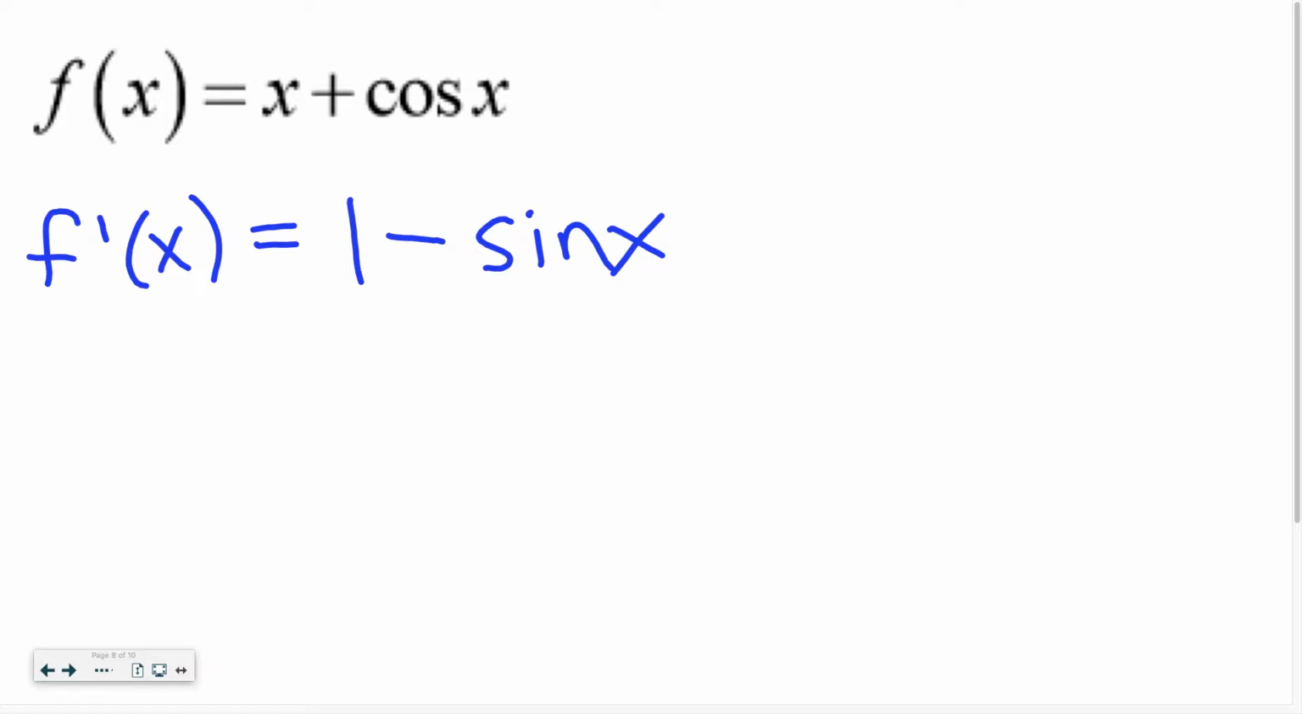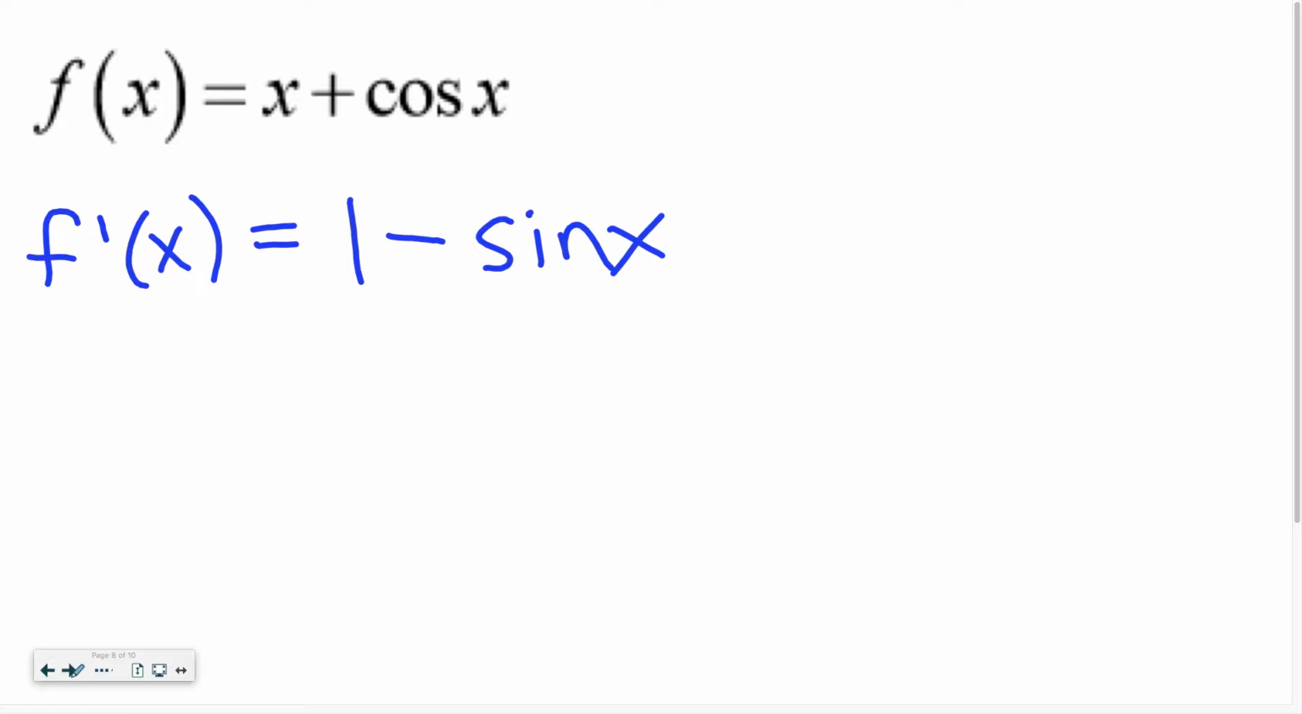Okay? If it's cosine x, if it's cosine squared x, would it just be negative sine squared? It is not. Once it gets to cosine squared, then we have a different rule.